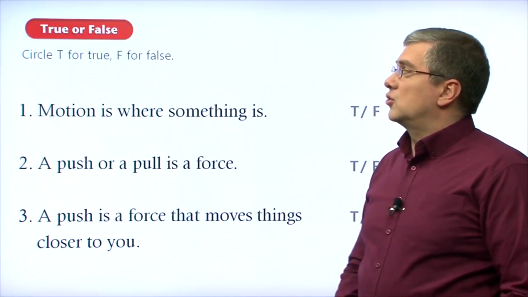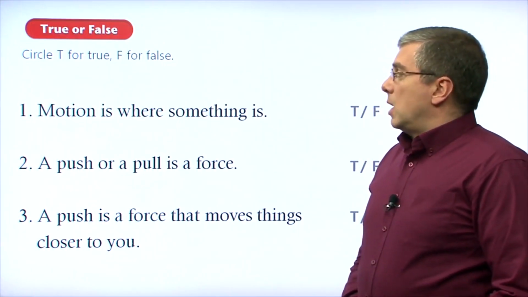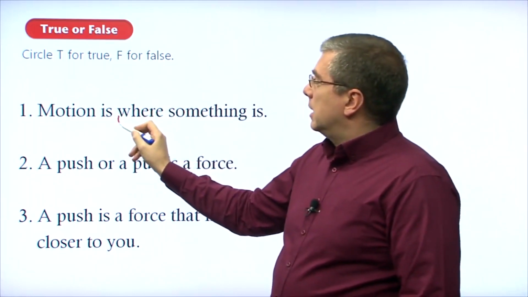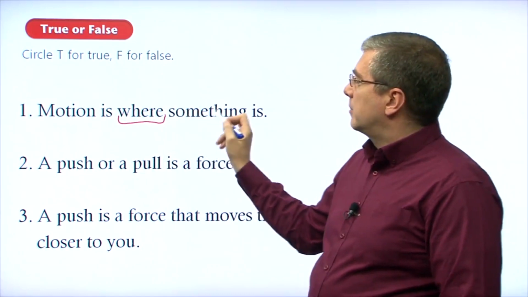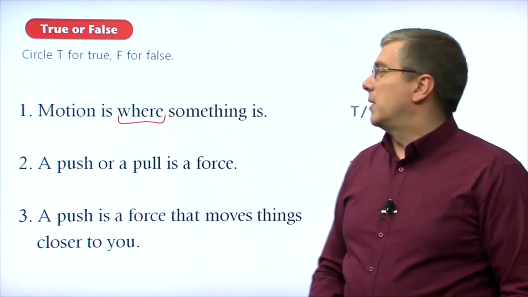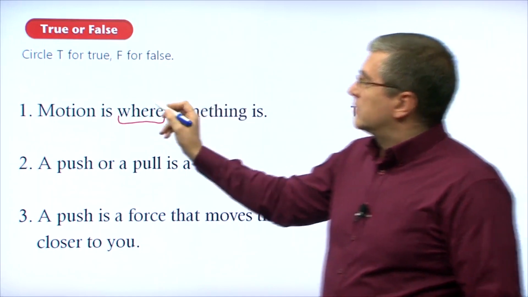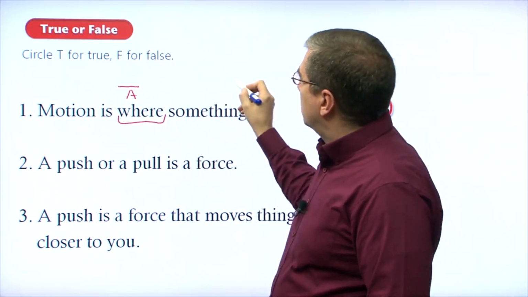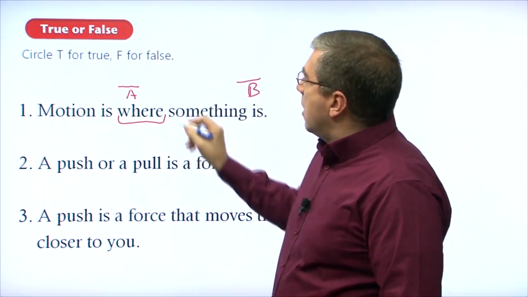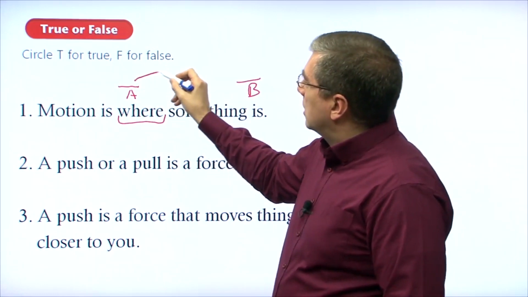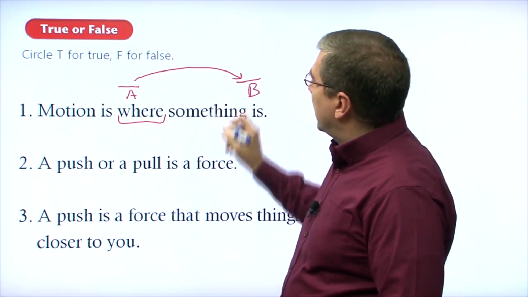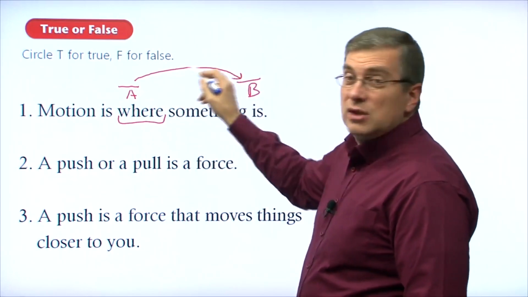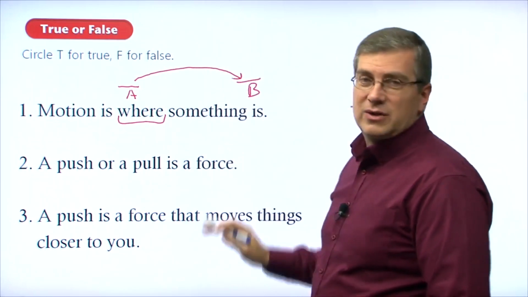Okay, let's go over our true-false questions. Number one, motion is where something is. So if something is in a place, right, it's where something is. That's motion, right? No, that's not right. That's false. Why? Because motion means if you have a place here, right, this is our place A, and you have another place here, and that we say that's B, motion is the action of moving from one place to another. So it's not where it is, right?